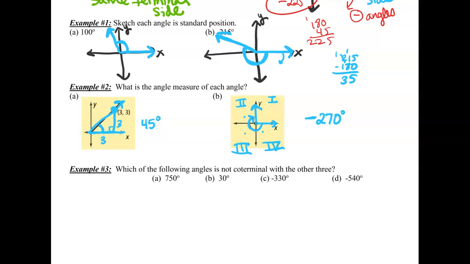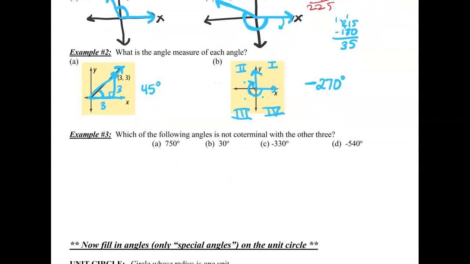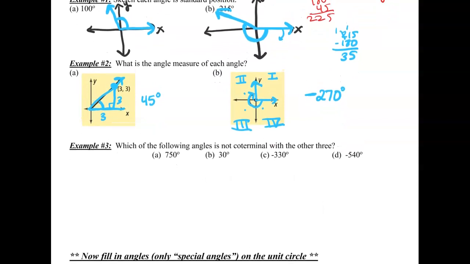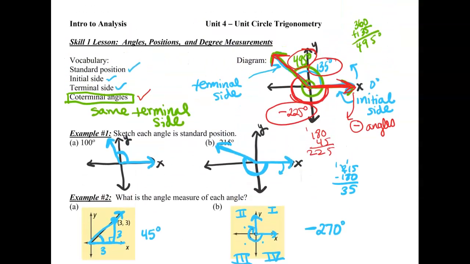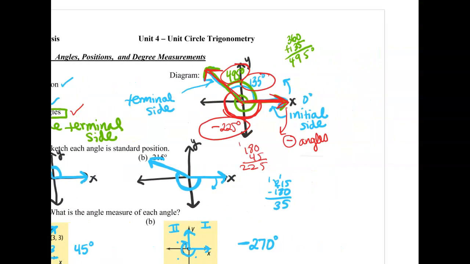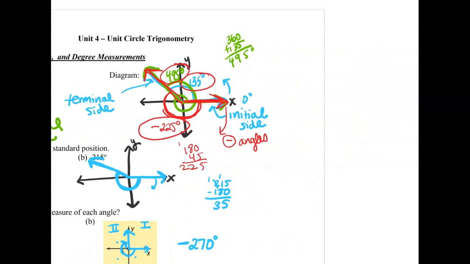For example 3, it says which of the angles is not coterminal with the other 3. So here, I want to know which ones are coterminal. Now, a little hint about coterminal, I'm going to go back to our diagram here. Notice that we started with 135, and that ended up being the same as 495, and also as negative 225.